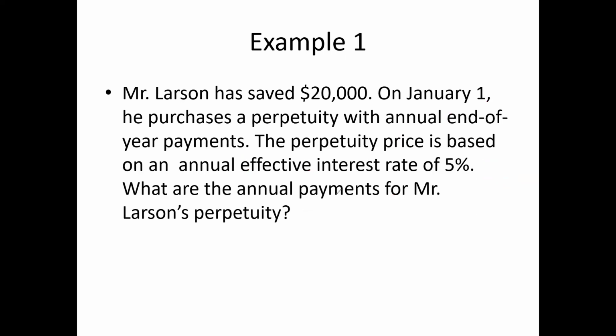Mr. Larson has saved $20,000. On January the 1st, he purchases a perpetuity with annual end of year payments, so it's an annuity immediate. The perpetuity price is based on an annual effective interest rate of 5%. This is i. What are the annual payments for Mr. Larson's perpetuity? So we're looking for little p.